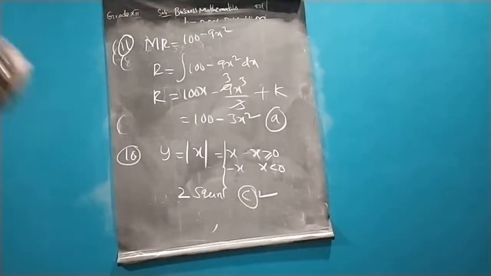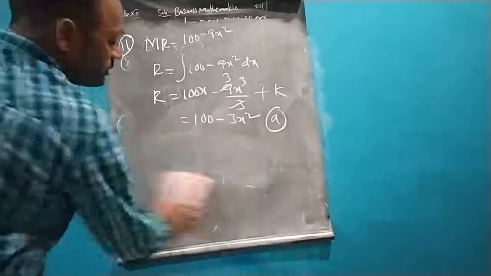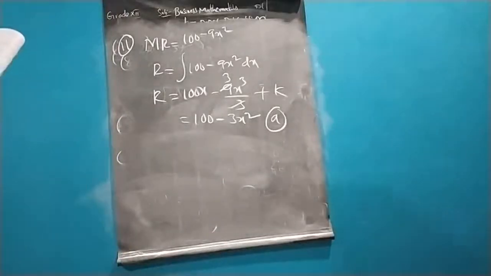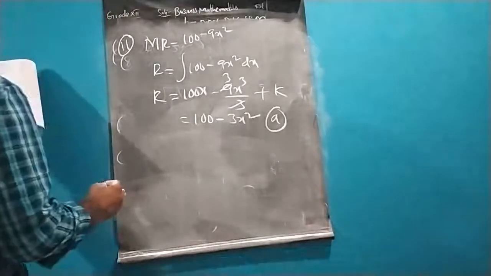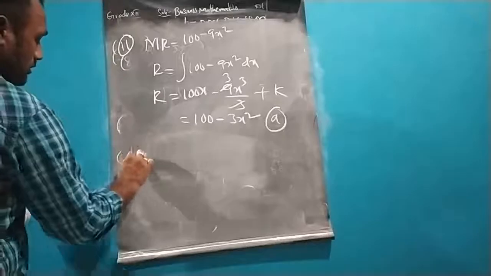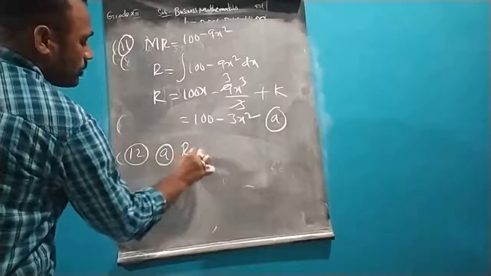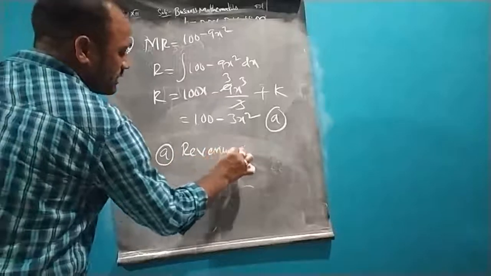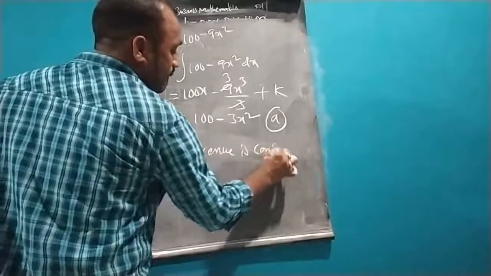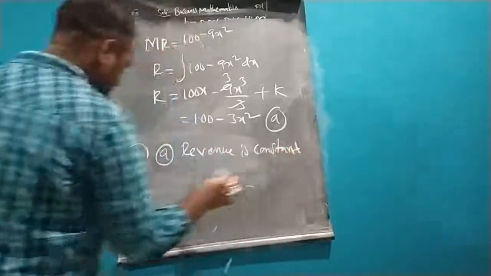So coming to the 12th MCQ. In the 12th MCQ, for the demand function, the elasticity of demand with respect to price is unity. So the total revenue will be constant here. So option A is correct.